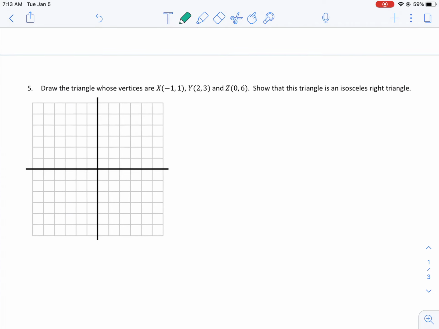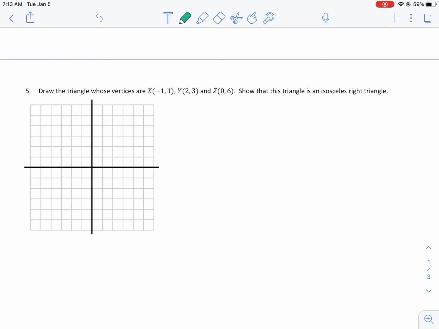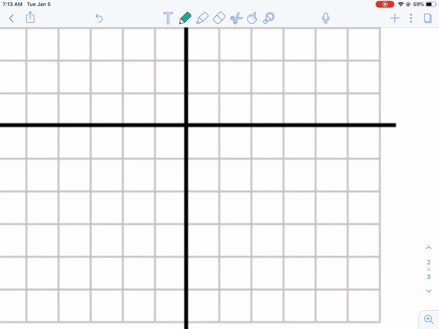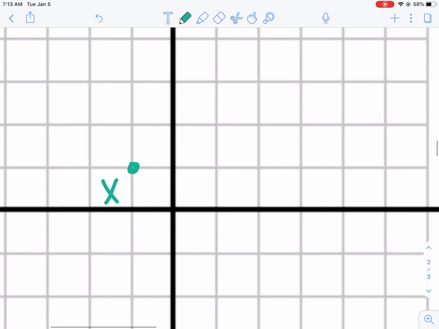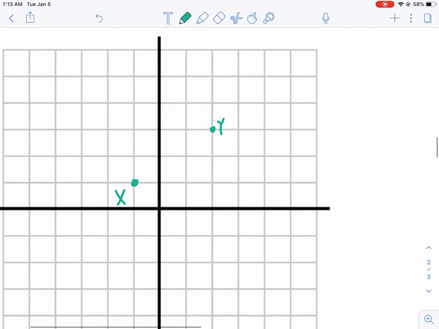All right, last question. So this one's kind of the long one, all right? It says, draw the triangle whose vertices are, so let's draw this, negative 1, 1. So that's x. And then we've got 2, 3, y, and 0, 6.